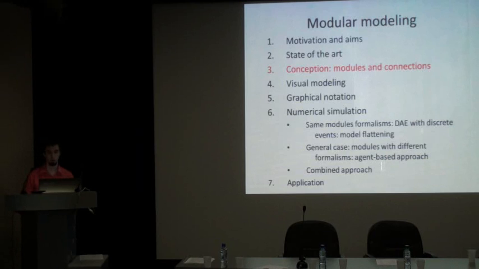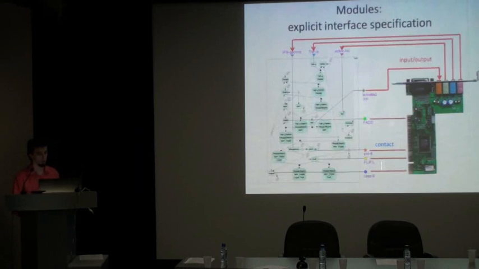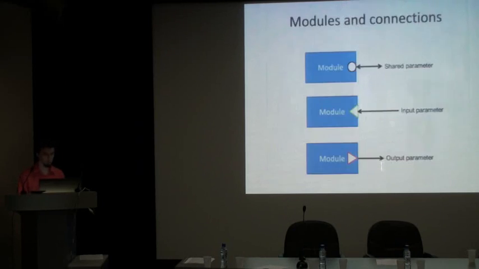Now I'll give our conception of the modular model. Modules, as I said before, are models of biological systems, and they should explicitly specify their interfaces. So a module, generally speaking, is some black box which defines its interfaces. Interface means parameter specification. It could be a shared parameter, an input parameter to the module, and an output parameter of the module.